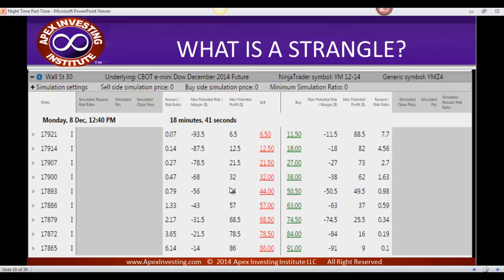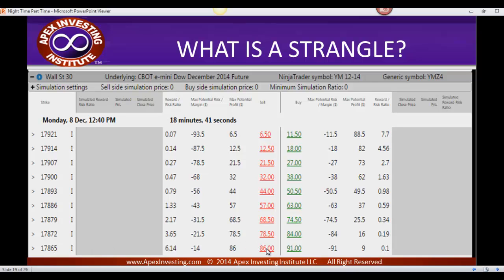Now, let's look at the opposite example. Market's here, 17,893. What if I sold this binary for $86 down here at 17,865? Well, if the market moved down here, what would this one now be worth approximately? Same thing, right? About 50 bucks, because that's where the market would be.